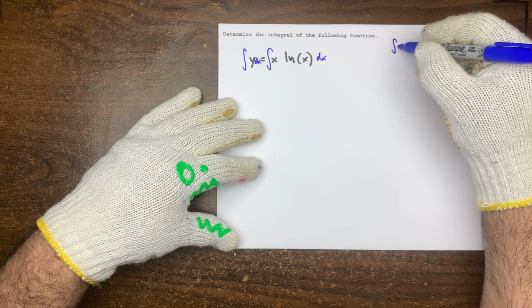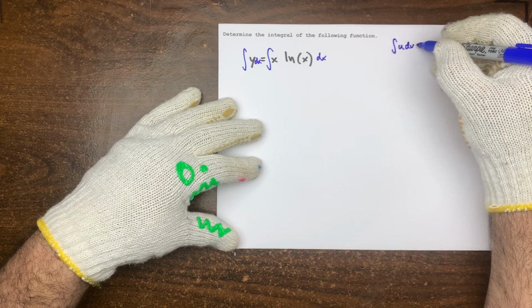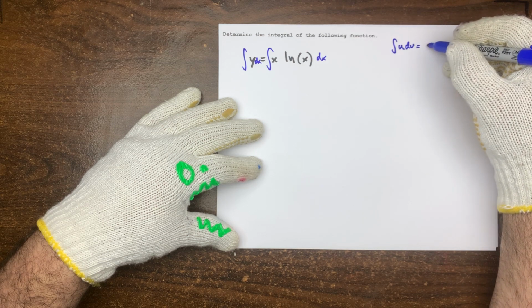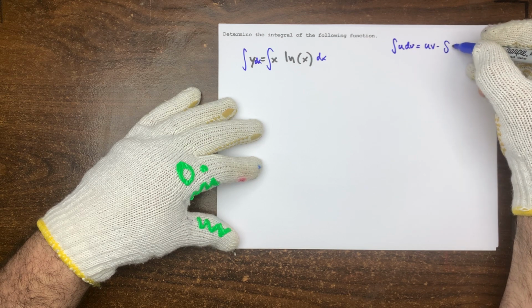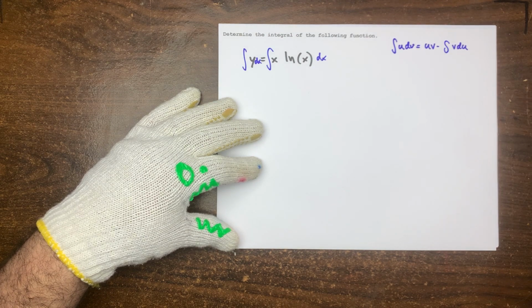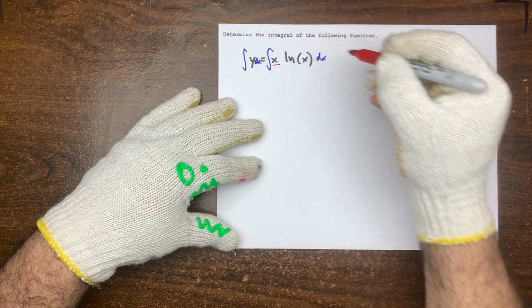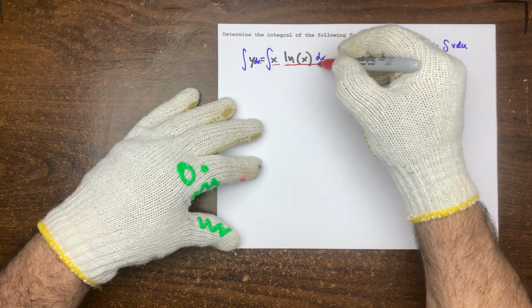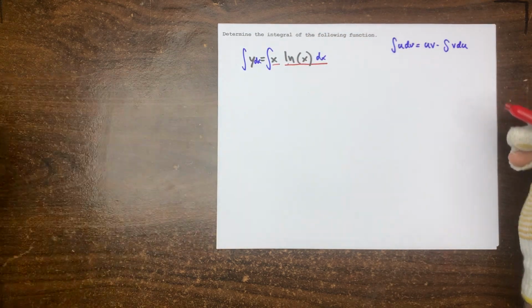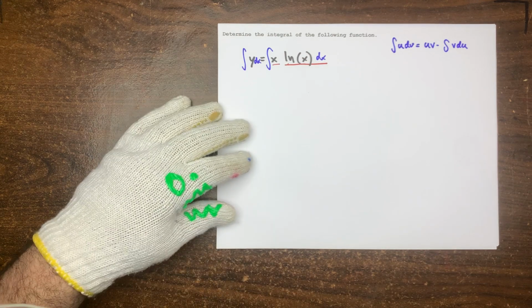Remember, the equation for by parts is this: the integral of u dv is equal to u times v minus the integral of v du. So what am I going to choose for u? I'm going to choose something that's going to be simpler, the x. And dv is going to be the rest. Well, hopefully that works out.